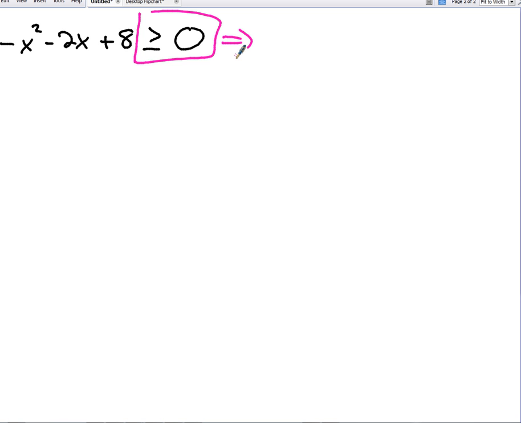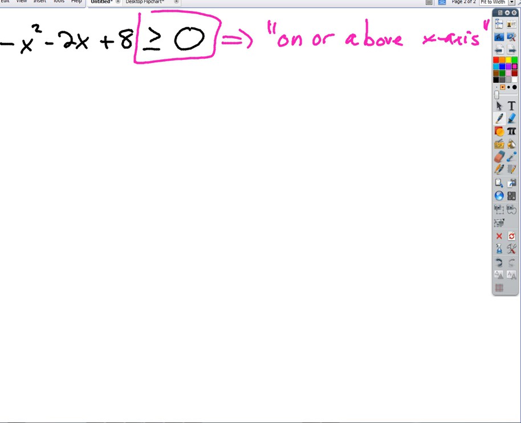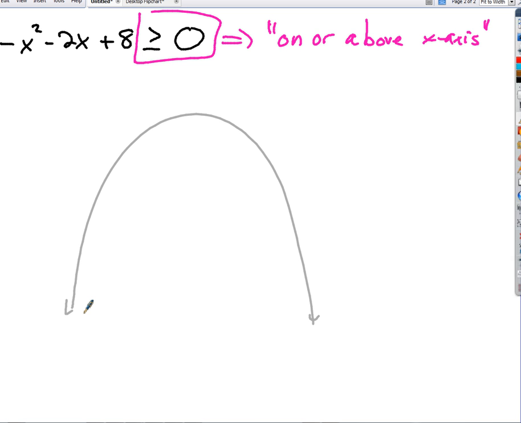Because I've got equal to and greater than combined, so it's going to be on or above the x-axis, right? Does this parabola open up or down? Goes down. Okay, so if I sketch this thing, here's my parabola, right? It just depends where the x-axis hits this thing, if it hits it at all. What if it doesn't hit it? What if there are no x-intercepts?